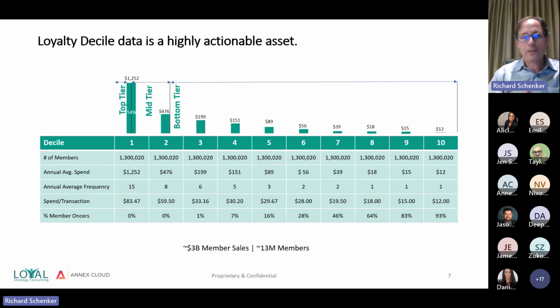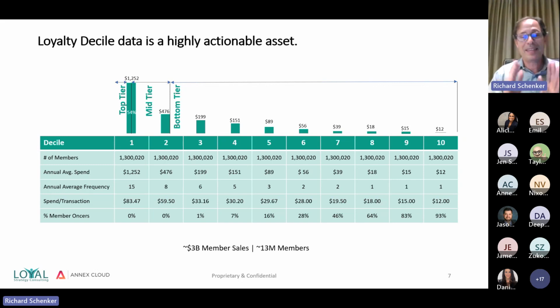What deciles effectively are is we're taking your entire customer base and breaking them down by spend into every 1/10. So your number one decile are your customers who spend the most with you. In this particular case, the average annual spend is $1,252. Your next decile spends $476. And you can see the numbers start to go down and down.